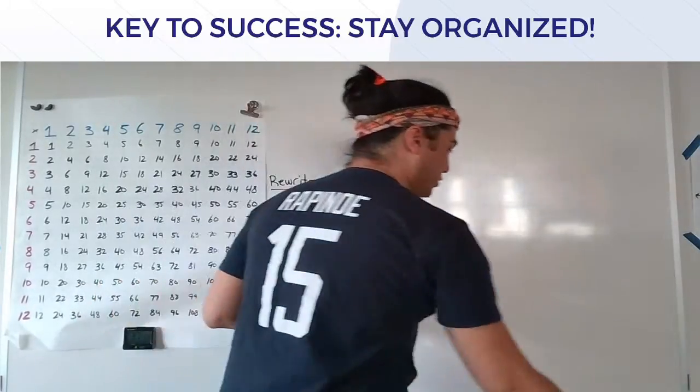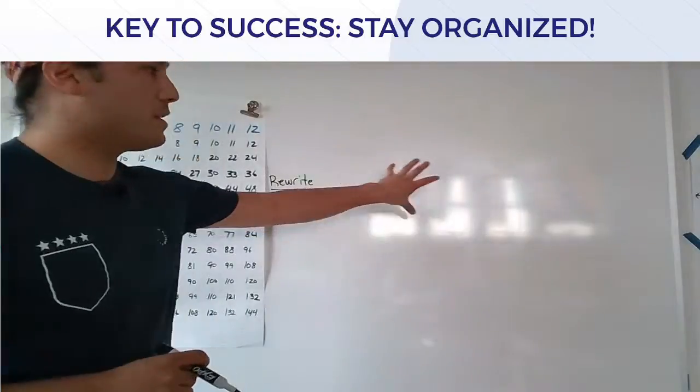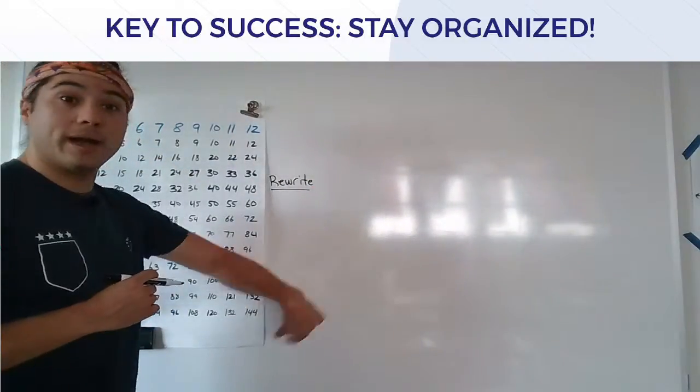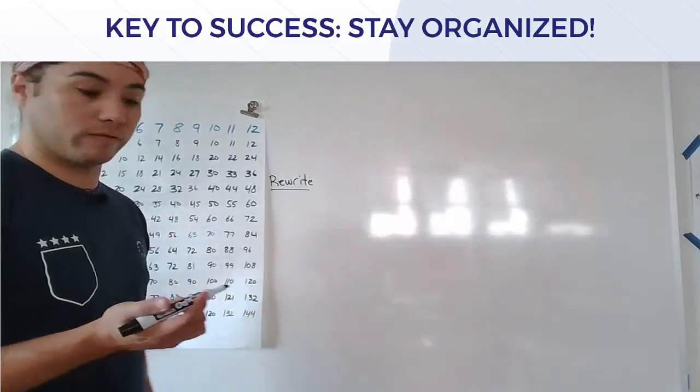So if I've got my original problem, I'm going to rewrite that original problem below it with my common denominators, and I can use all my other space to make my equivalent fractions.